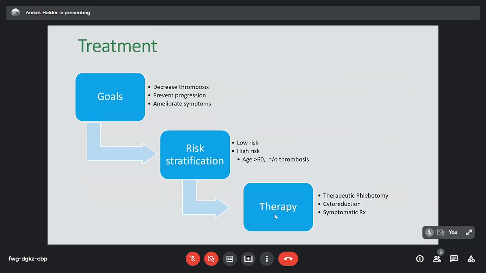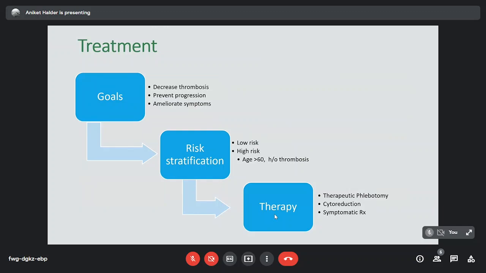So if a patient has a prior history of thrombosis and is aged more than 60 years, then he should be classified as a high risk patient. And the mainstay of therapy in Polycythemia Vera includes therapeutic phlebotomy, in which 1 unit of blood should be taken out every week till the target hematocrit levels of less than 45% is achieved in cases of males and less than 42% in case of females.